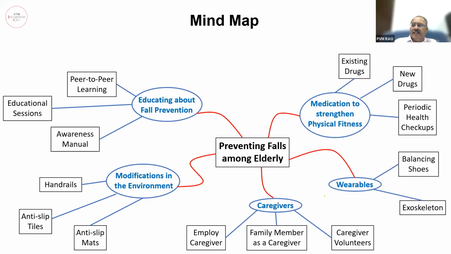Or somebody can say falls can be prevented. This was also mentioned by one of the participants, that can we have better medication or better drugs which will improve, let's say, the physical fitness of a person, and maybe periodic health checkups can reduce or even prevent the falls. So these are all possible solutions.